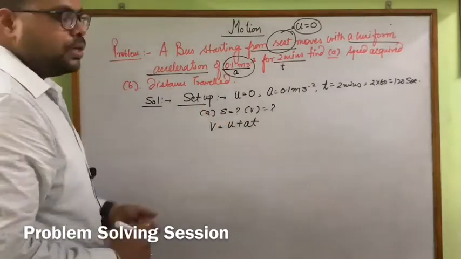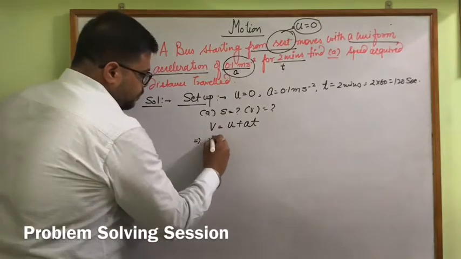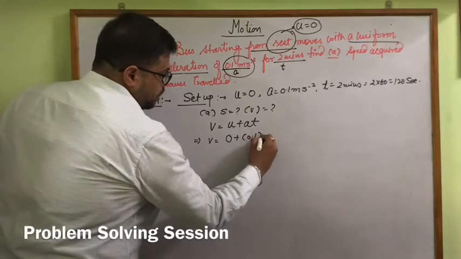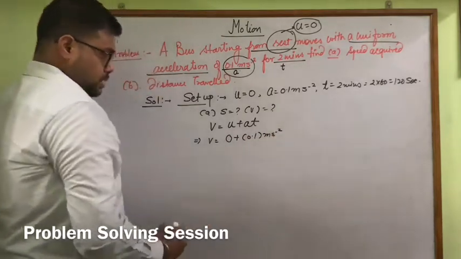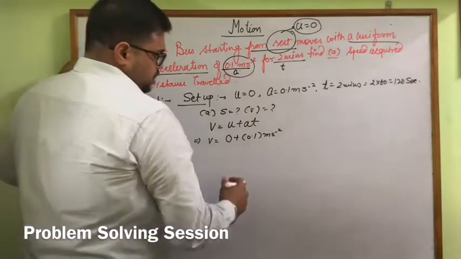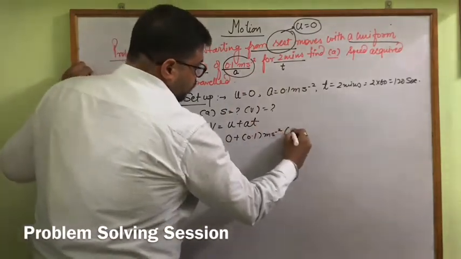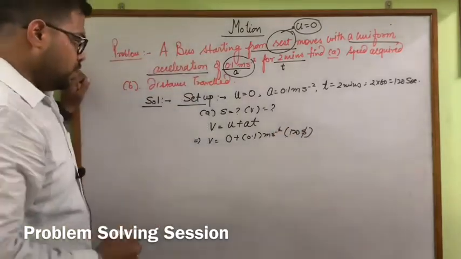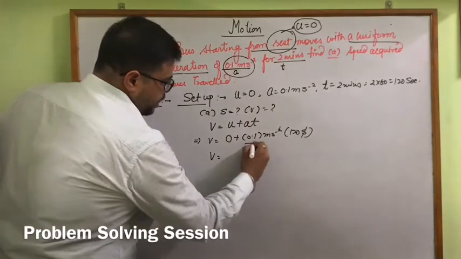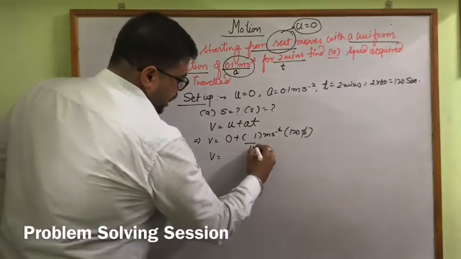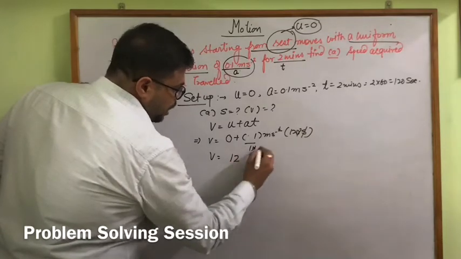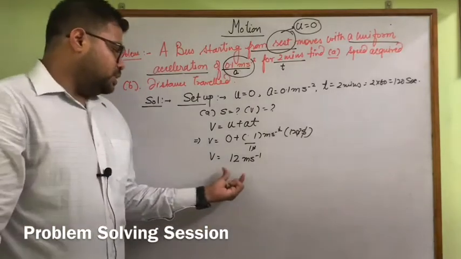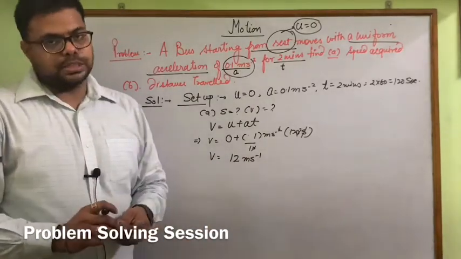Now v means velocity, which we have to find out, so v will be equal to u, which is 0, plus a, given here as 0.1 meter per second square, times the time, given as 120 seconds. So the seconds and the inverse squares cancel, so velocity will be 12 meter per second.